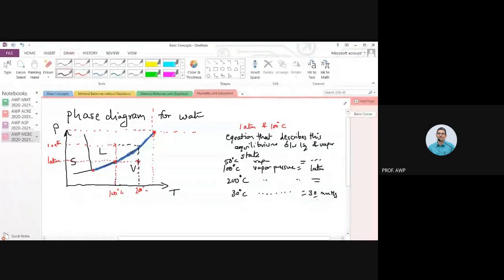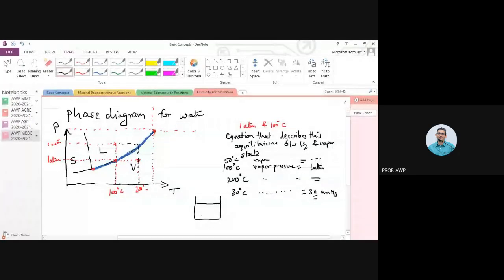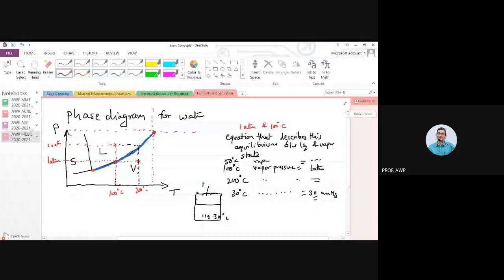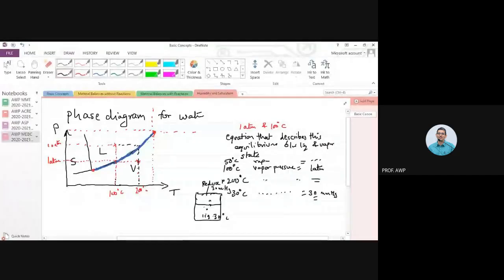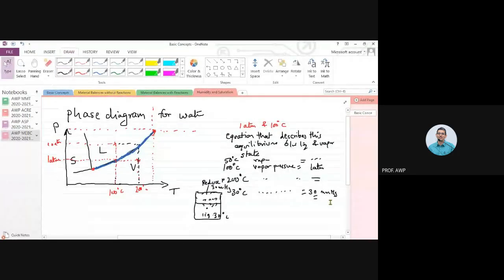What does that mean? That means if I take liquid water at 30 degrees centigrade and I reduce the pressure, suppose I take it in a closed container and reduce the total pressure to 30 millimeters of mercury, then this water will start boiling because now liquid and vapor can exist with each other.